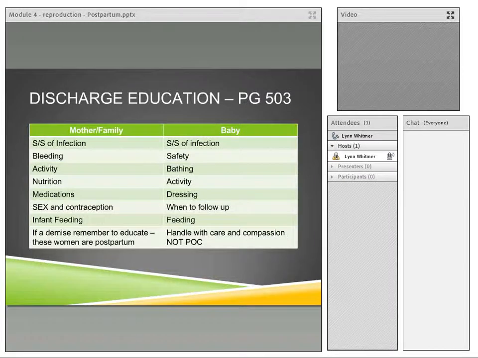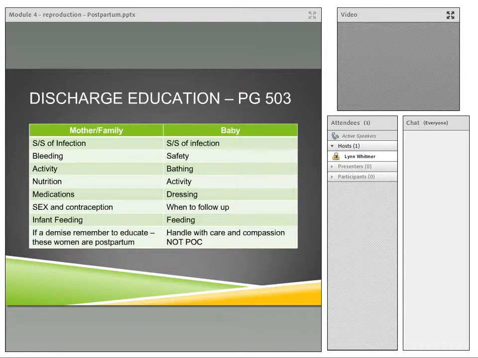Sex and contraception. You're asked not to have intercourse for 4 to 6 weeks postpartum. Very few women follow this rule. Just keep in mind that 45 days post-delivery you can ovulate, which means you would get pregnant again, and you would be pregnant before you come back for your postpartum exam.